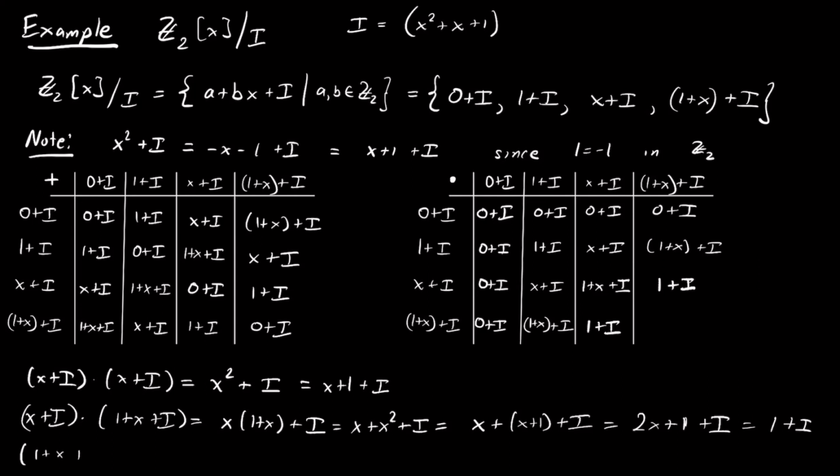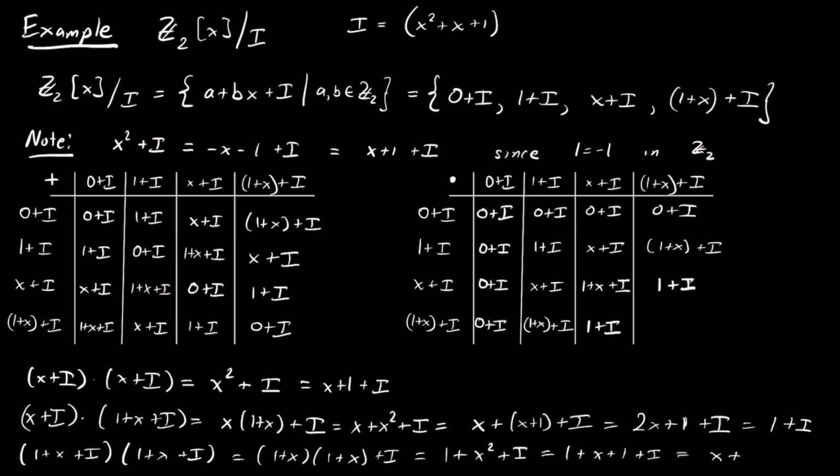So 1 plus x plus I times 1 plus x plus I. This is going to be 1 plus x times 1 plus x plus I. So that's going to be 1 plus 2x, and 2x is 0 because I'm in Z mod 2. So 1 plus x squared plus I. And what do I get out of this? Well, I know that x squared is equal to x plus 1. So this is 1 plus x plus 1 plus I. And I know 1 plus 1 is 0. So this is just x plus I. I know 2 is equal to 0. So I end up with x plus I. Okay, so that's our multiplication table.